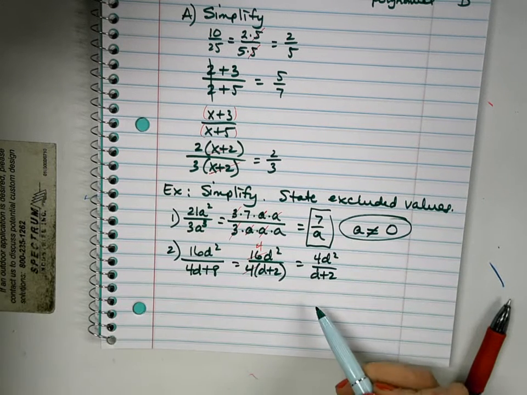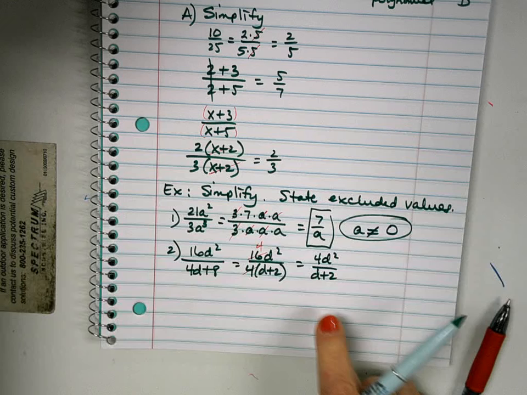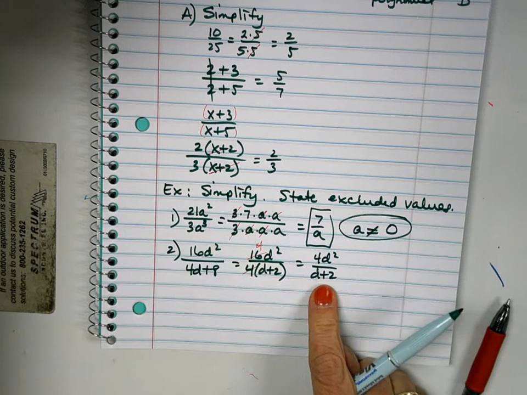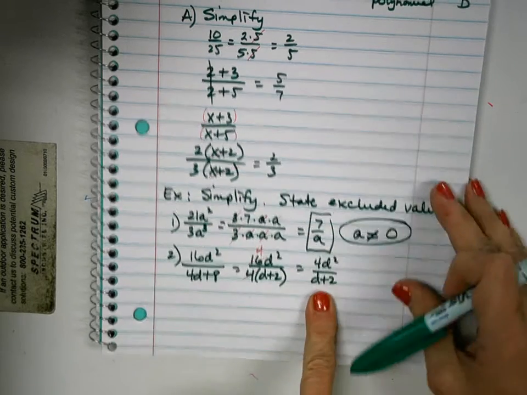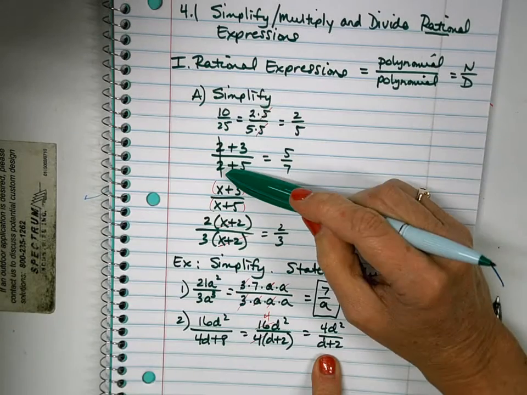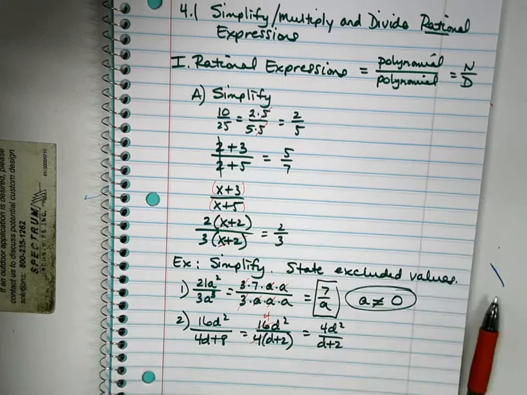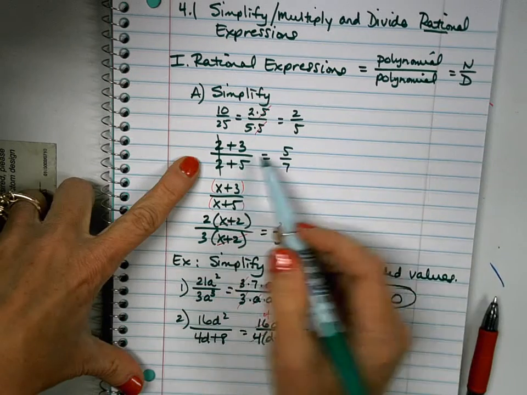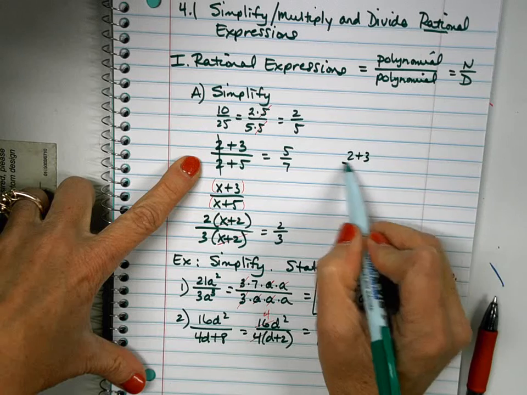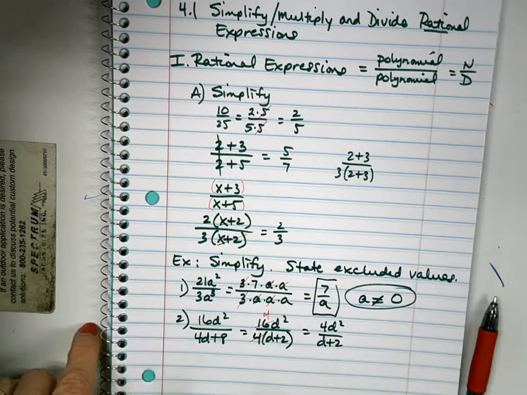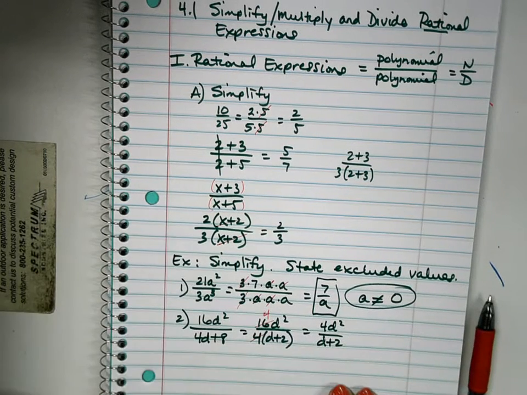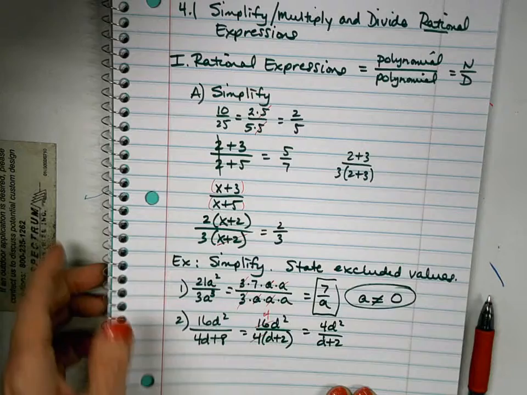Can I cancel those d's? No, because this d and this 2 are tied together. I have to be able to reduce a d plus 2, not just a d. Okay. That, canceling there, is the same as canceling these 2's up here, and that doesn't work. Okay? You got to be able to cancel the whole thing. Back up here, if I'd had 2 plus 3 times 2 plus 3, I could reduce that. The 2 plus 3's would work. I could do it then. But I can't just cancel a part of it if it's tied to something else with an addition or subtraction.